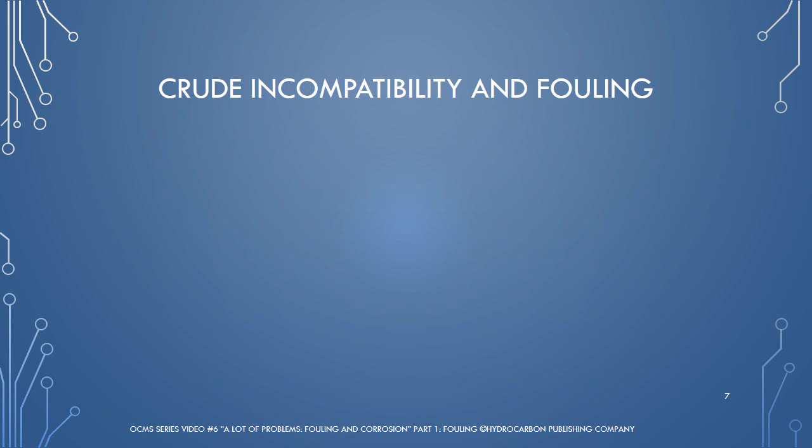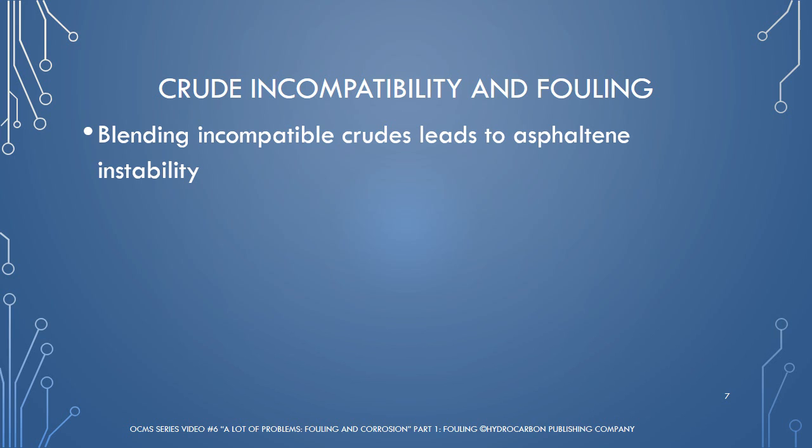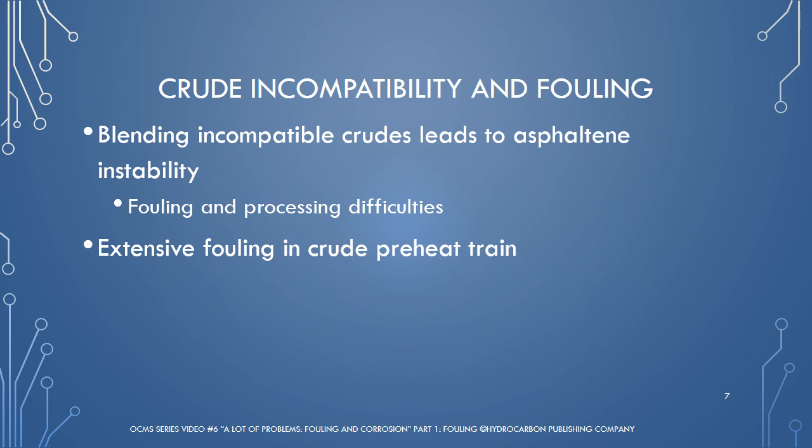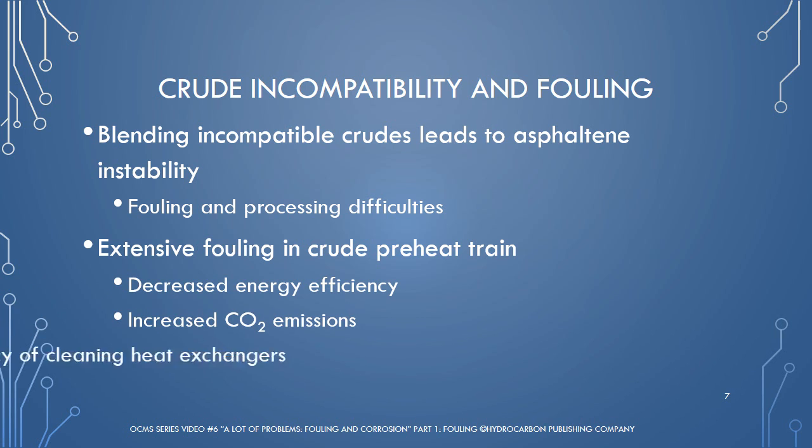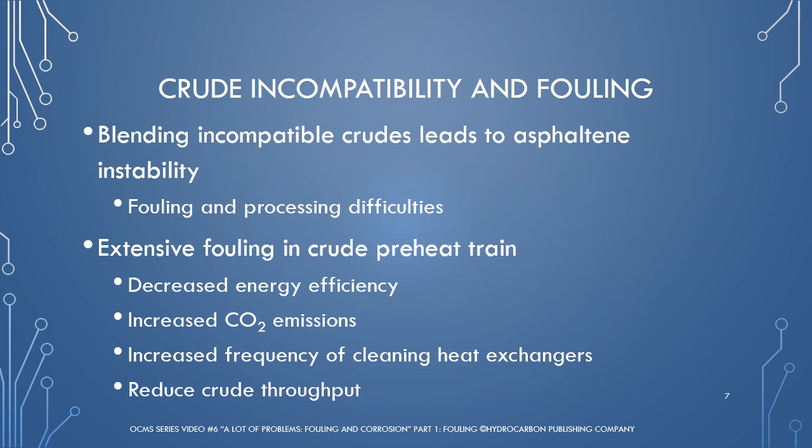The blending of incompatible crudes to create a so-called dumbbell blend may lead to numerous problems in the refinery. These incompatible blends often cause asphaltene instability, which leads to fouling and processing difficulties that reduce the benefits of purchasing opportunity crudes. Asphaltene instability from incompatible crudes can cause extensive fouling in the crude preheat train. This will result in decreased energy efficiency, increased CO2 emissions, and increased frequency where heat exchangers need to be cleaned, and, in a worst-case scenario, reduced crude throughput leading to significant financial losses.